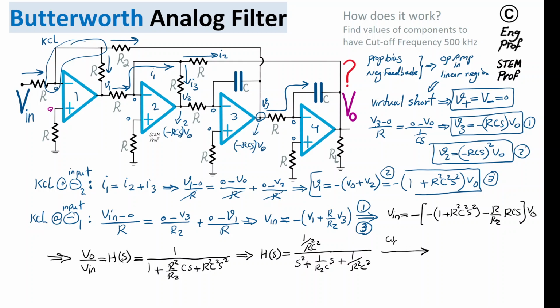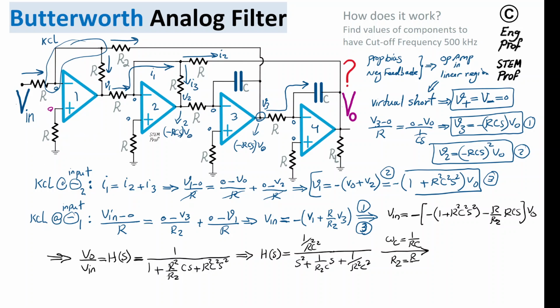if I refer to 1 over RC as omega C, and then also define R2 as R, the main resistor in the circuit. By the way, the resistor that we have in the input positive terminal is just for better matching for the op-amp and having less offset, practically speaking. So it's just there for practical reasons. Otherwise, this terminal is grounded.